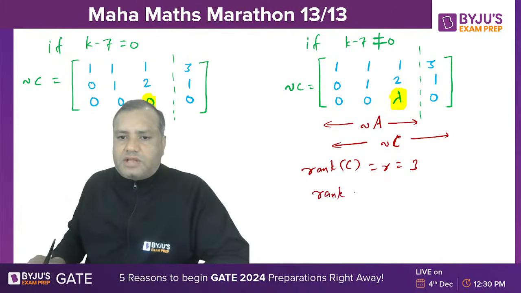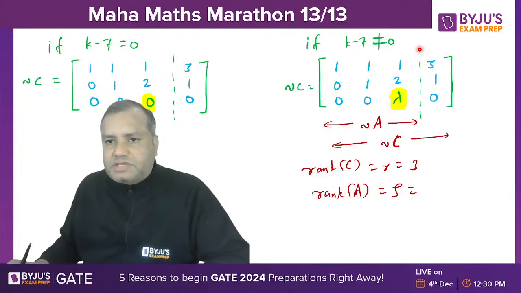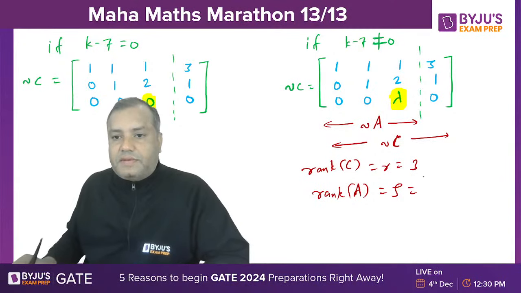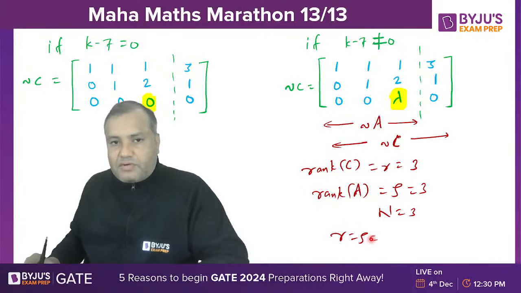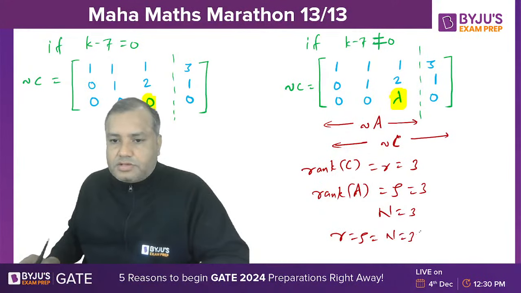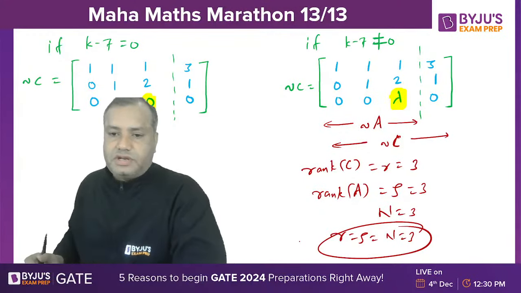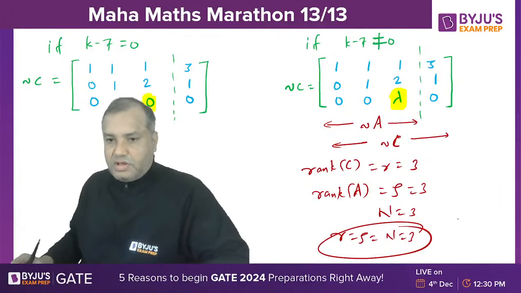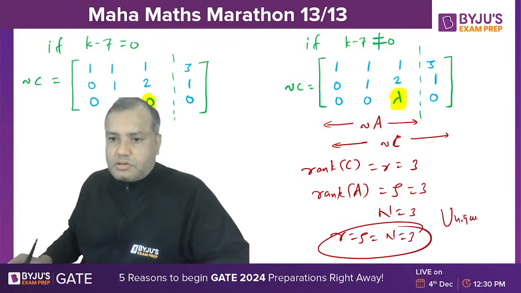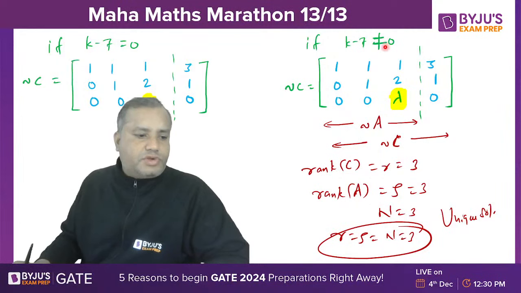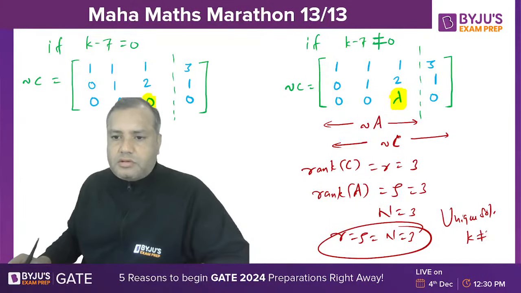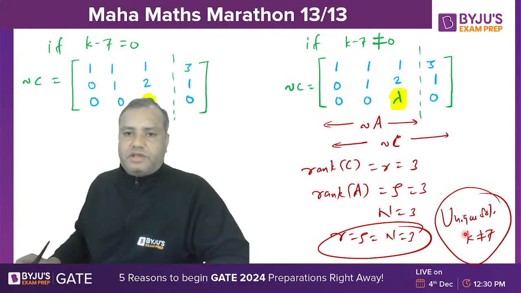How many non-zero rows are there in matrix A? Rank of A is rho. Just observe up to this dotted line. 1, 2, or 3. How many variables you have? 3. R equal to rho equal to n. So what you are getting? You are getting a unique solution for k minus 7 not equal to 0. K minus 7 not equal to 0 means k not equal to 7. So when k is not equal to 7, you will get a unique solution.